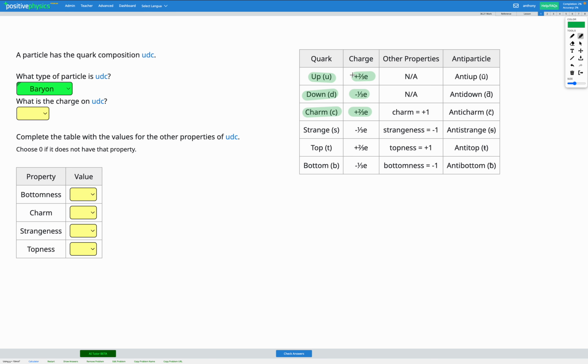So the total charge of our baryon is going to be found by adding the charge of our quarks together. And if we add together 2/3, subtract 1/3, and add another 2/3, that gets us 1. So our charge is going to be plus 1 E.